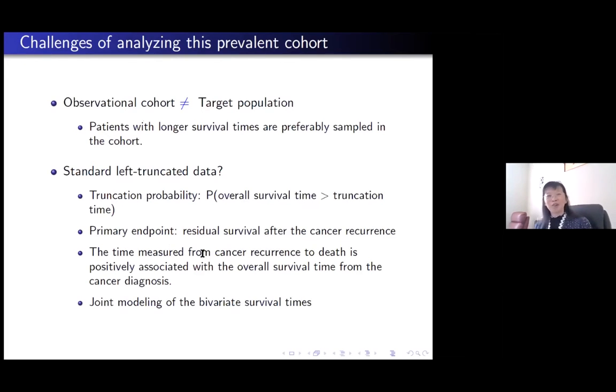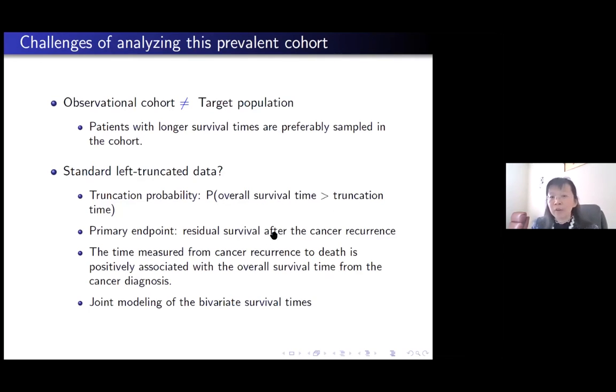Our first step was just to use a standard method for left truncated data to analyze this cohort. However, after carefully checking the truncation probability, we realized that the data structure is different from that of standard left truncated data. In this cohort, the truncation probability is determined by the overall survival time and the truncation time. However, the overall survival time is not the outcome of interest.